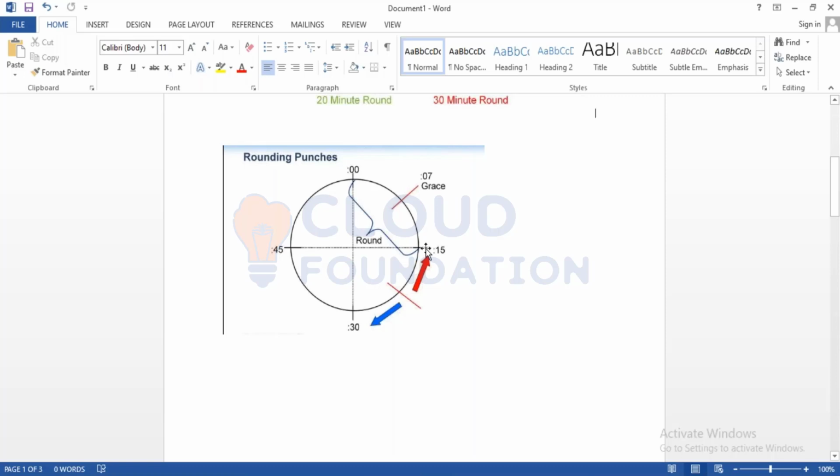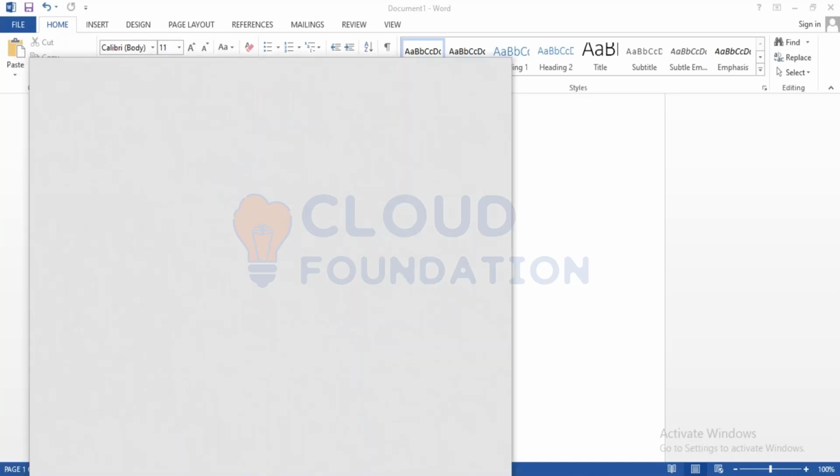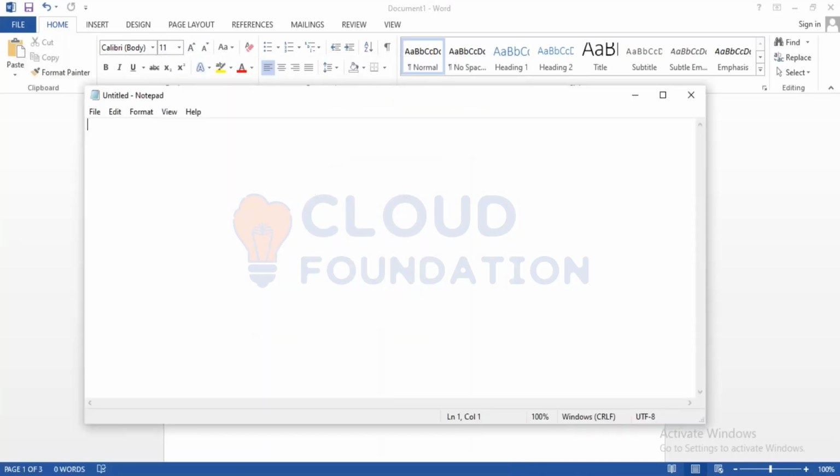Okay, so there are three important concepts here when it comes to rounding and grace. I'll use a notepad. Okay, so we have three terms here. Next. Okay, sorry.